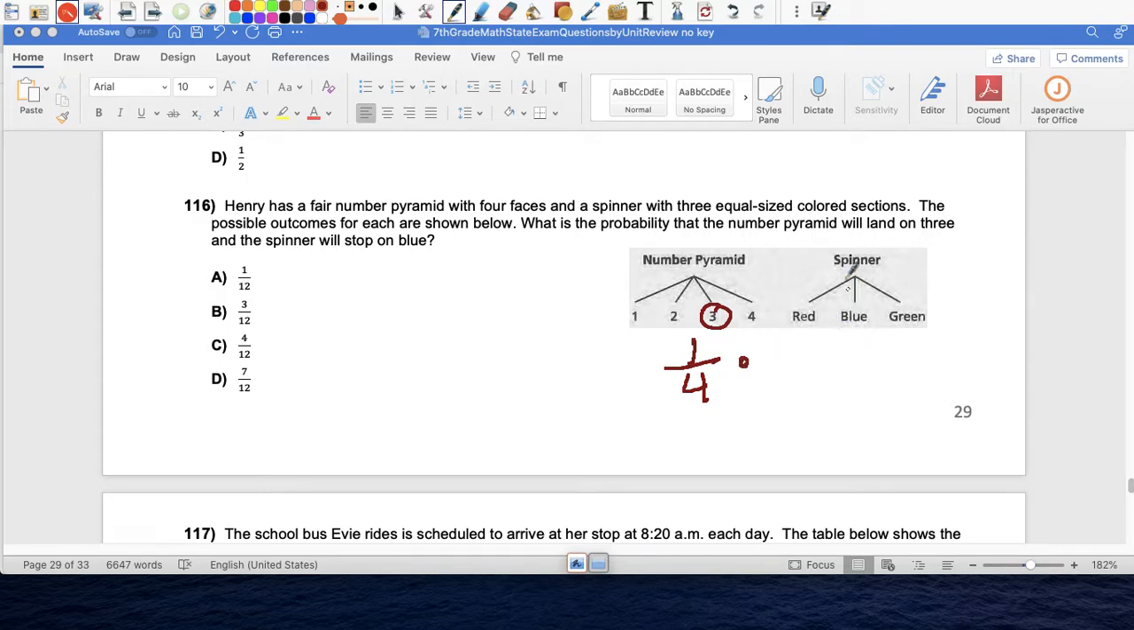Times, what's the probability that this spinner is going to land on blue? It's 1 out of 3. So if you multiply, 1 over 4 times 1 over 3, you get 1 over 12. And our final answer is definitely 8. They're both independent events, and we'll talk about this. If that's the case, all you have to do is multiply the probability of the first one times the probability of the second one.